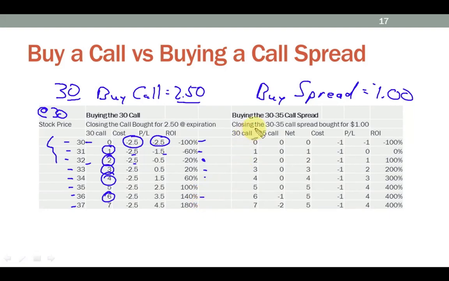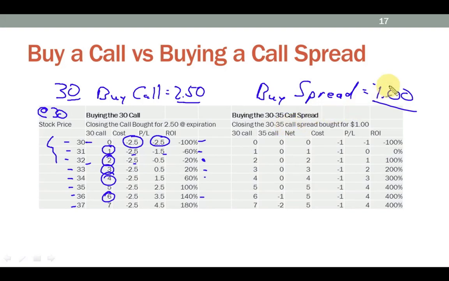The reason I like to put it right up against the spread, this is the 30-35 call spread. What did we pay for it? We paid $1 for it. Okay? Now, the max loss. Is there a way you can lose more than the maximum? No. Unless there's a dividend. There's always an odd man out over there.